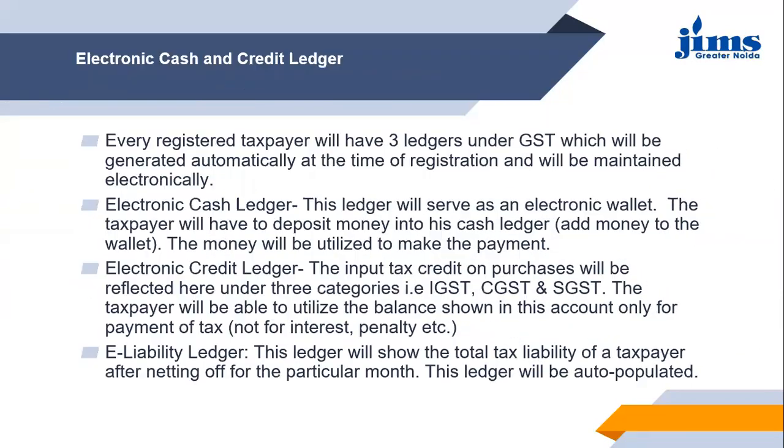Then next it talks about the electronic cash and credit ledger. This you all know very well. We have talked about this in detail under the payment of taxes, where we talked about the register, and about the person who is going for the registration and who has been allotted a registration number, GSTIN. On the portal, under his account number, he will have all the cash and credit ledgers and the liability register.